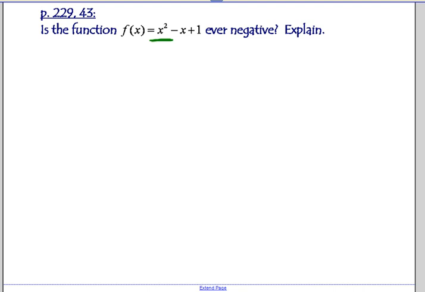If it's positive, and because that's the vertex and the parabola opens upward, then your function will never be negative. If the vertex is 0, same argument. And if the vertex is negative, well, then clearly the function could be negative. So you could put it in vertex form in pre-calculus and find it that way.